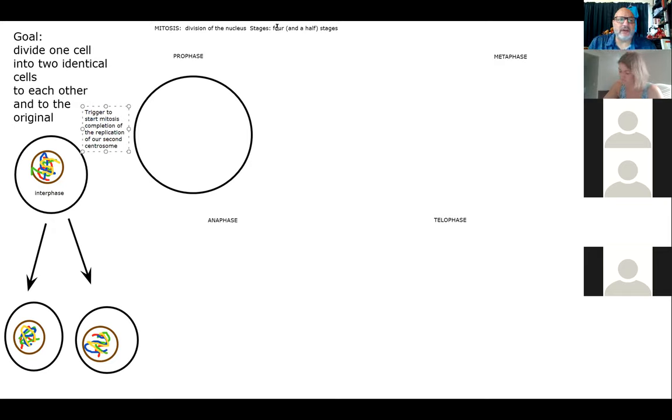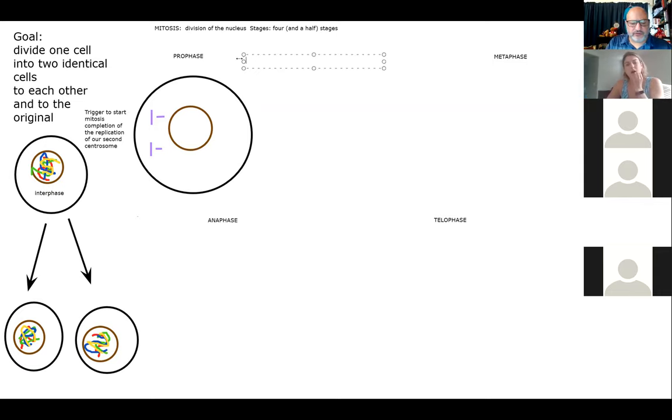So let's go ahead and put our nucleus in here. Oh, I guess that technically should be brown. Let's do that. And now in purple, we will draw our two centrosomes. We now have two centrosomes, which we can see by the two representations of the two perpendicular tubular structures that are the centrioles. And this is the start of prophase.